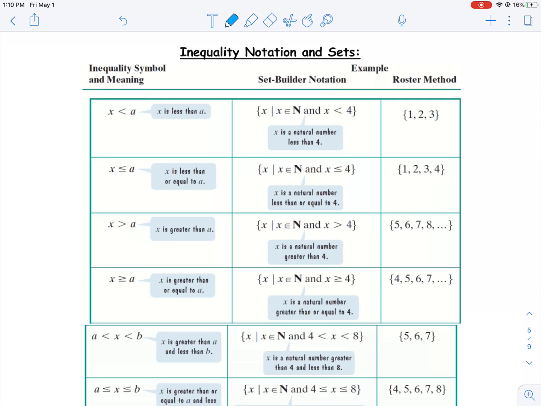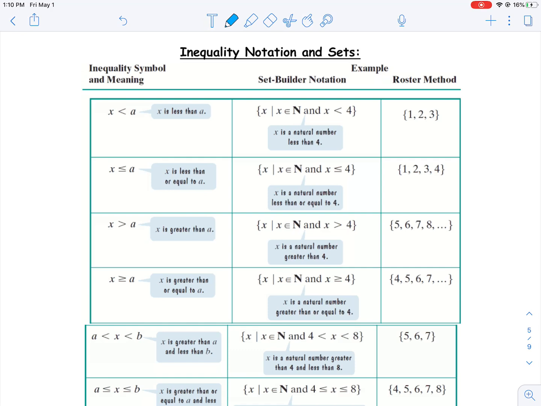Okay, here's our third video from section 2.1 talking about sets. We're going to start by talking about inequality notation with our sets. So we might have seen these notations in the past where we have these little inequality symbols. Some teachers, when you're first learning it, maybe call them alligators, right? Because the alligator wants to eat the bigger number.